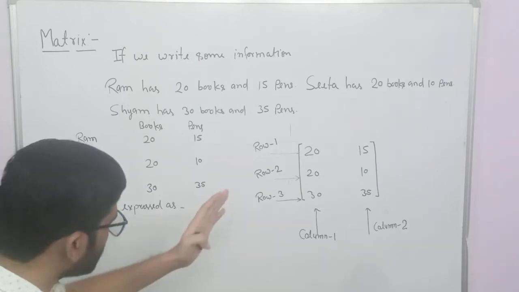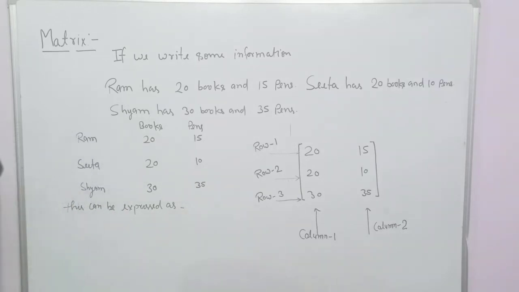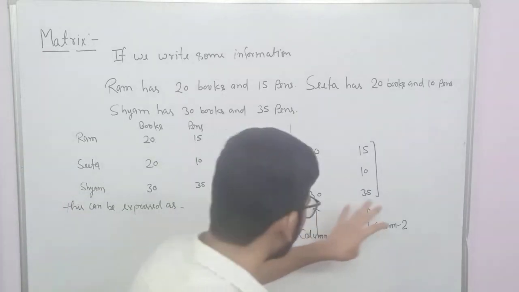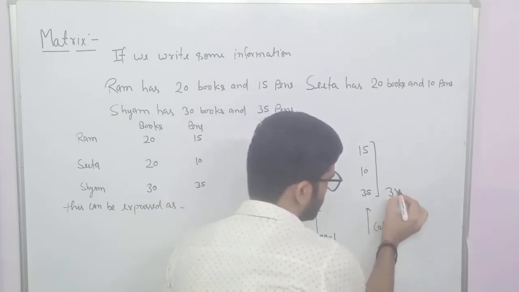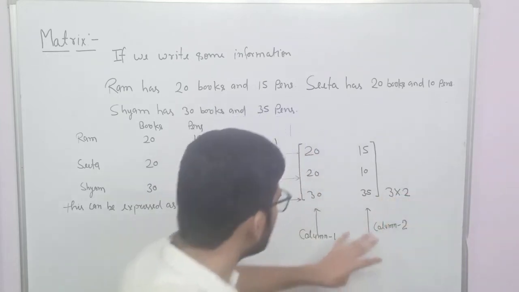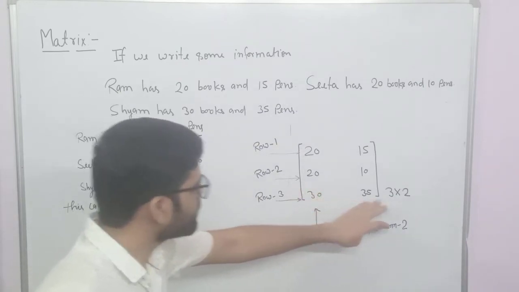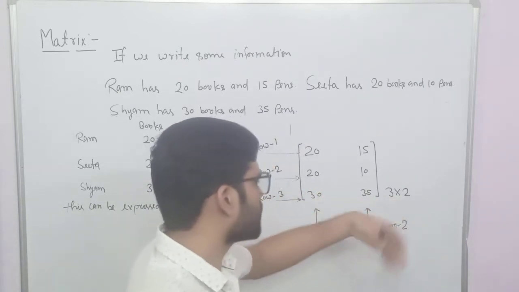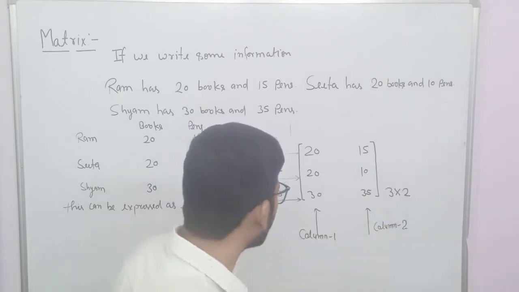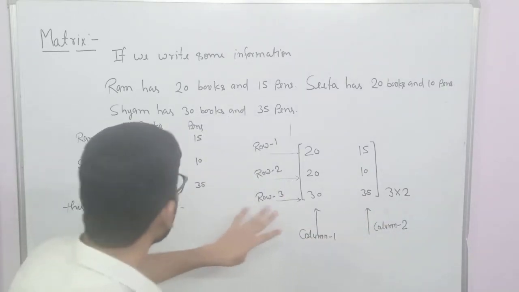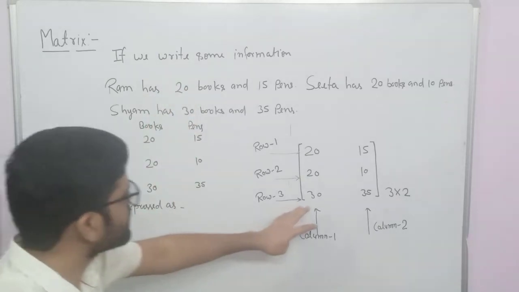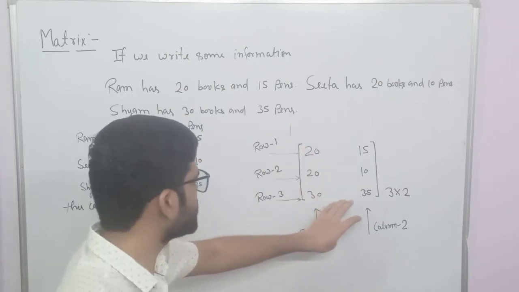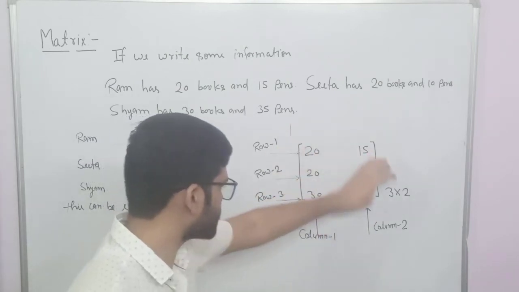You can write this information another way. If you want to write the order, that means how many rows? 3. And how many columns? 2. So the order of this matrix is 3 cross 2. We will define this next. First we write the above information like that. This is the representation of the above information in tabular form, and you say this is in matrix form.